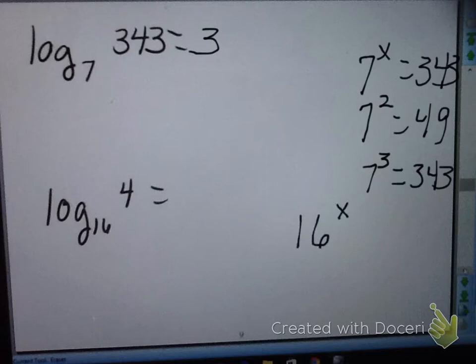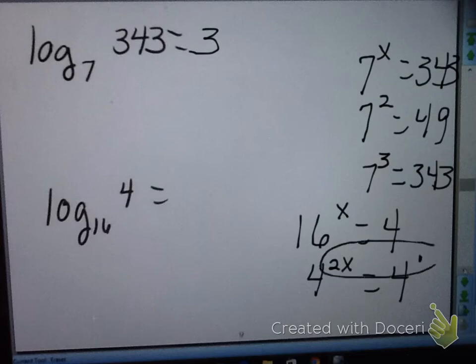16 to what power gives you 4? Well, I've got to convert that 16 to 4 squared, and then that's equal to 4. This is a review of the other day when we had to have our common bases. So our exponent on the 4 to the 4th power is 1. Once you have your bases equal, you put your exponents equal to each other. So 2x is equal to 1, or x is equal to 1/2.